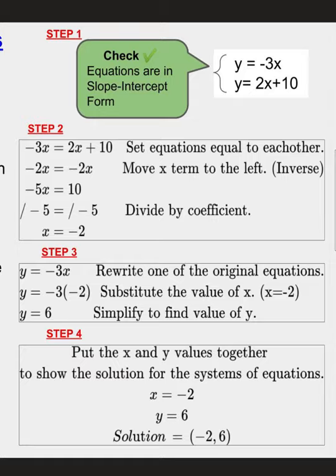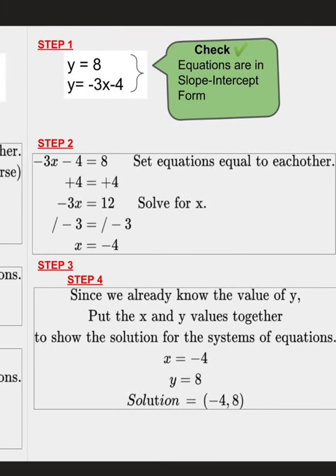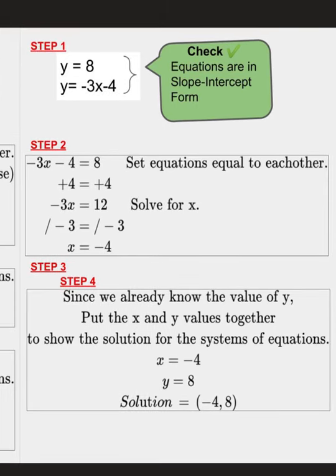So let's look at another example. Now I have these two equations, which I check and they are already in slope-intercept form. They're both solved for y equals. I'm going to set the equations equal to each other. So negative 3x minus 4 equals 8. Add 4 to both sides. I'm solving for x. That leaves me with negative 3x equals 12. Divide both sides by negative 3 and x equals negative 4.